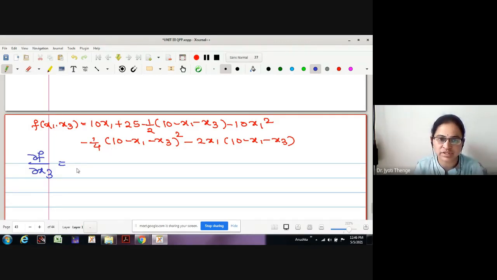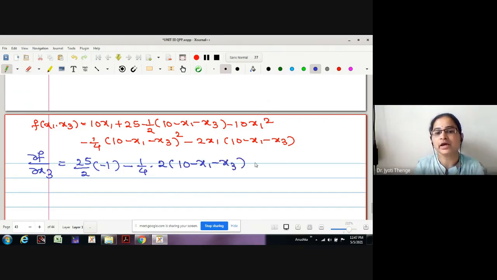First term 0, second 25 by 2 into minus 1, minus 10x1 square 0, minus 1 by 4 into 2 times 10 minus x1 minus x3 into the derivative of x3, which is minus 1. Let me make it plus. Right? Then let us multiply by x1 and find the derivative. First term 10x1 is 0, x1 square is 0. Only we have the derivative of x1 x3, that is minus x1.